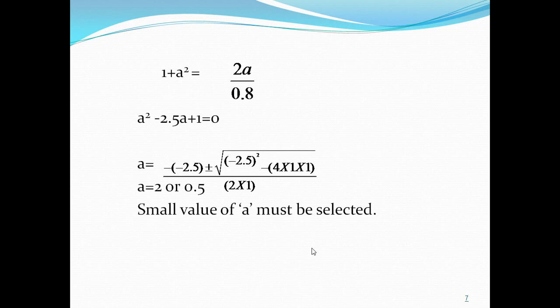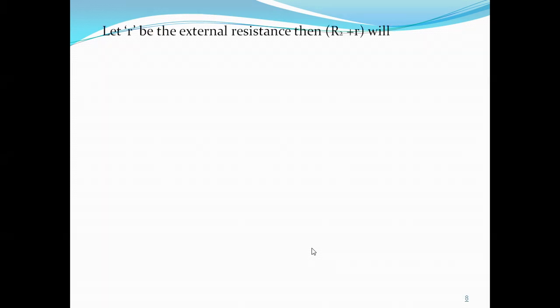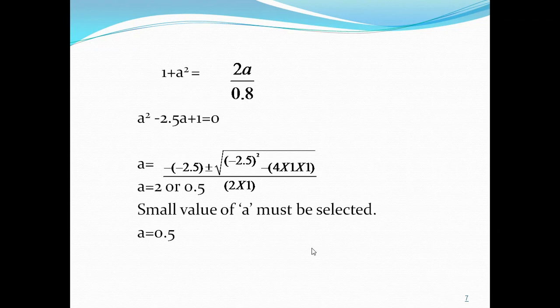So the small value of a must be considered. So 2 is neglected and we have to take 0.5. So that is, we have taken 0.5. Note down this. Note down the steps.